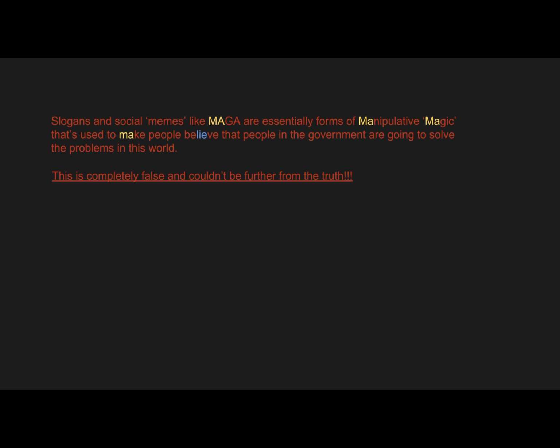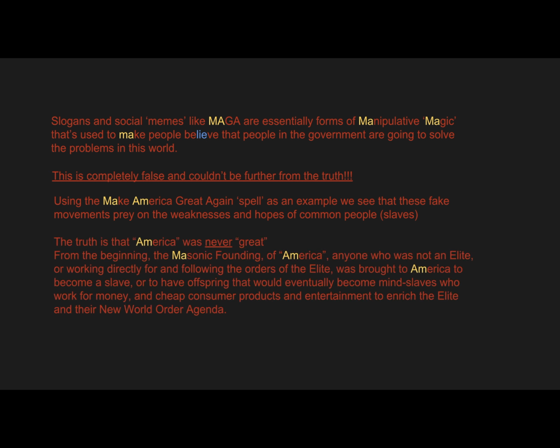MAGA, Make America Great. It's completely false because America was never great to begin with. Using the Make America Great Again spell is an example. We see that these fake movements prey on the weaknesses and hopes of common people who are slaves. The truth is that America was never great.